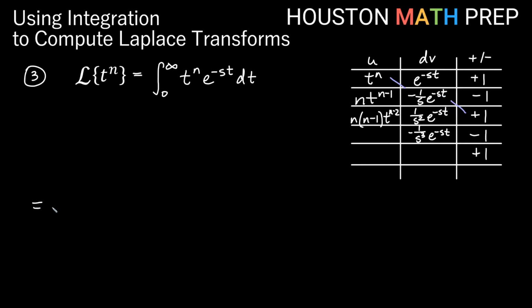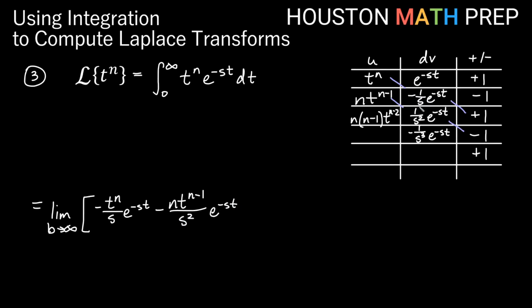So I'm going to start down here. I'm going to have my limit as b approaches infinity out front. So my first term is actually negative t to the n over s, e to the negative st. The next diagonal in my tabular method is going to be negative again. We have n t to the n minus 1 over s squared, and then we have the exponential also. So negative n t to the n minus 1 over s squared times our exponential.